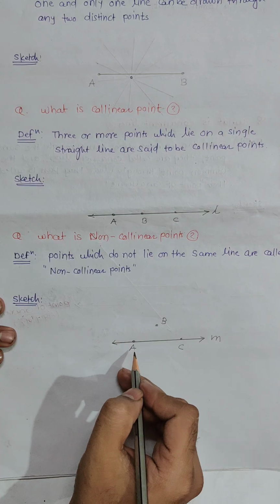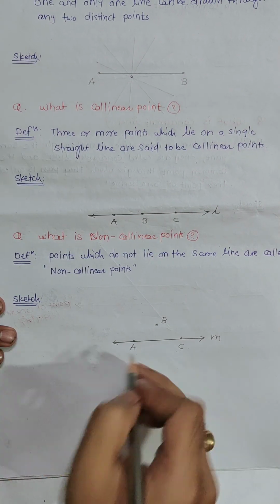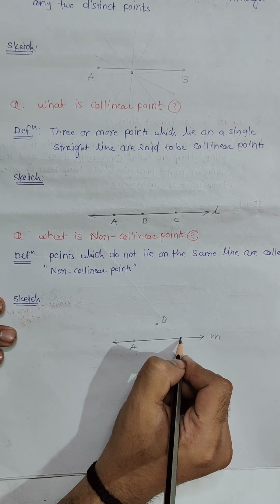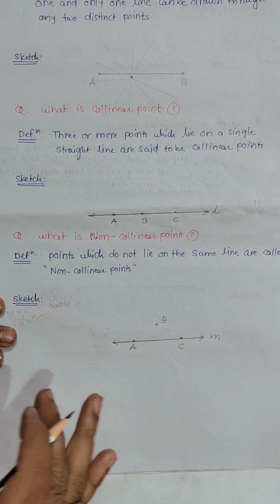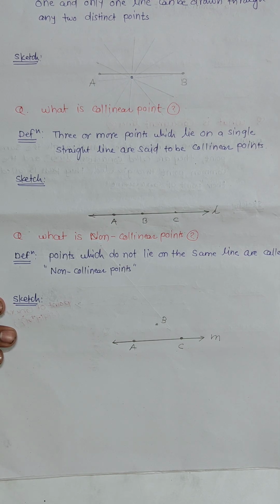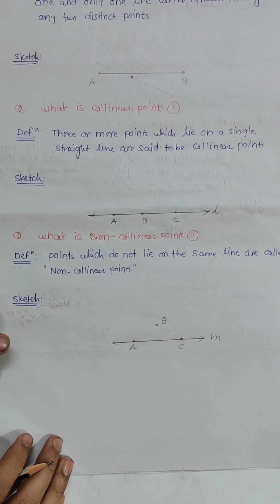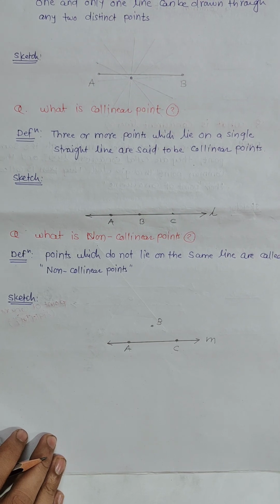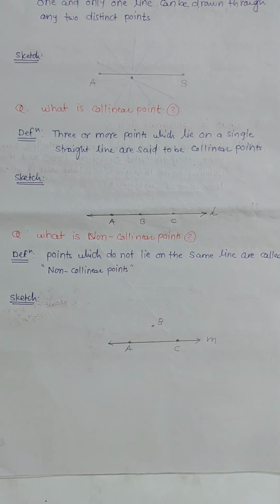Here, point A and point C lie on the line, and point B does not lie on the same line. Point B that does not lie on the same line is called a non-collinear point. Clear? What is meant by non-collinear points? Clear?